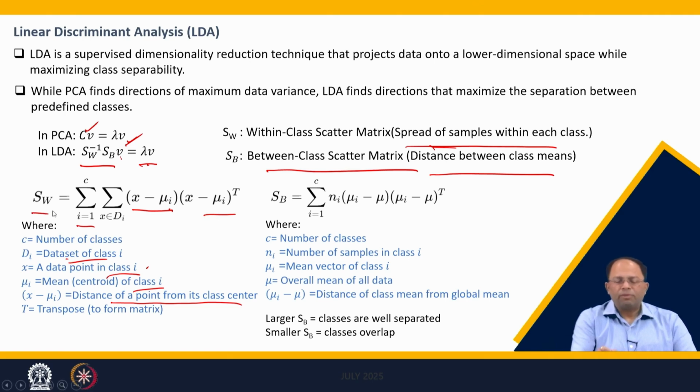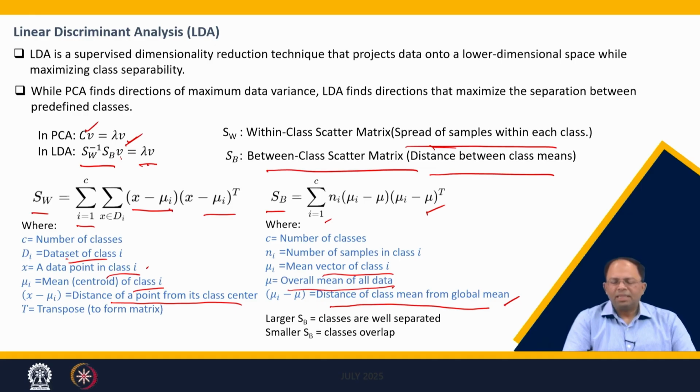Similarly, for SB, we take the number of samples in class i, and the mean vector of class i is also determined, and mu is the overall mean of all data points. We use the distance between the mean vector of class i and the overall mean of all data. This distance of the class mean from the global mean is computed, we take the transpose of it, and then again take a summation over the different classes, and then we get the value of SB. A larger SB means classes are well separated, a smaller SB means classes overlap.